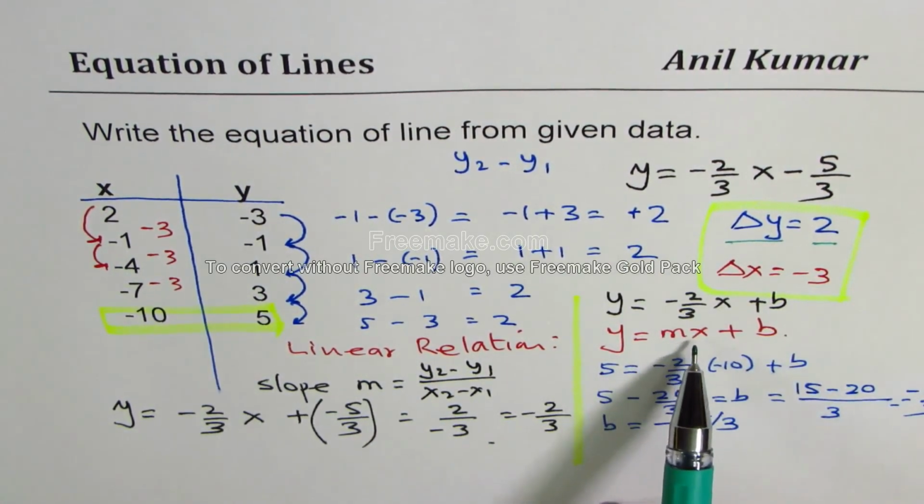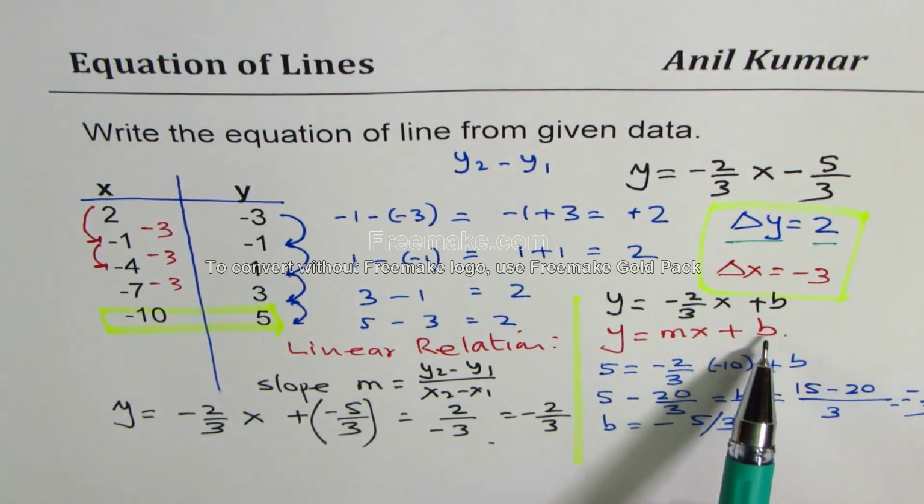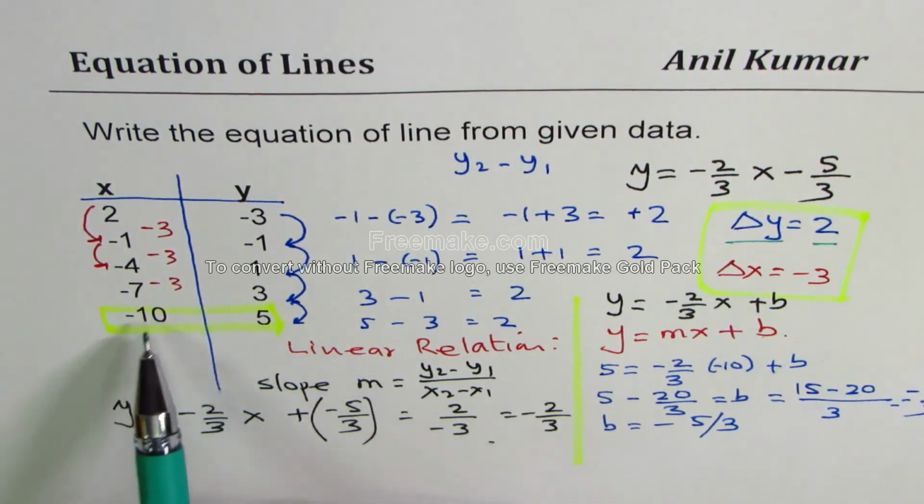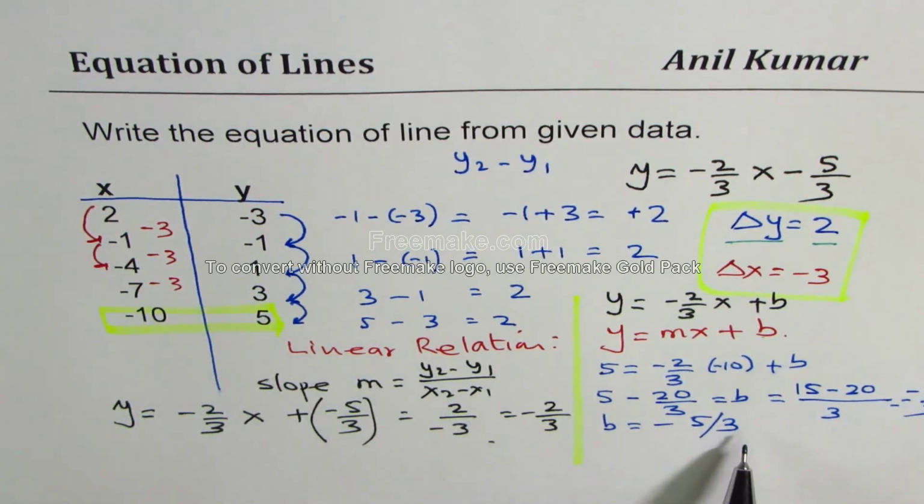Now we can use this equation and find the y-intercept b by utilizing any one of the points. I used minus 10 and 5 to get the answer.